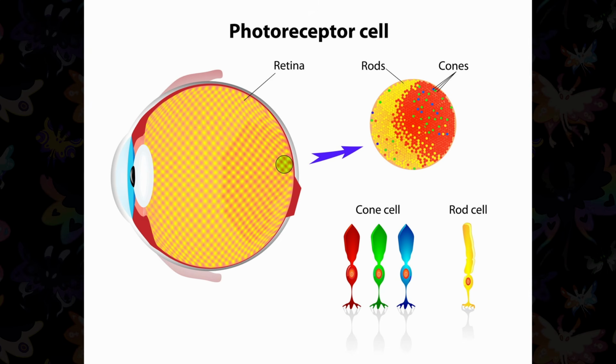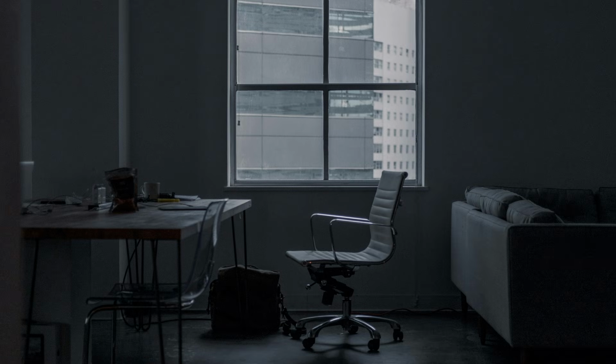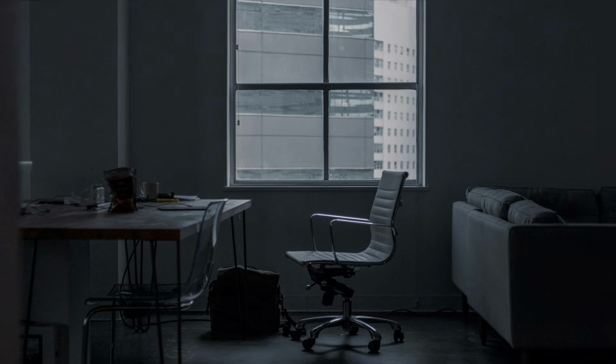Cones are only really active when they have sufficient light. In dim lighting, your eyes only use the rods. Next time you're in a dimly lit environment, take a look around and notice that your vision may just be in grayscale. That means that darker environments tend to look less saturated than brightly lit ones.